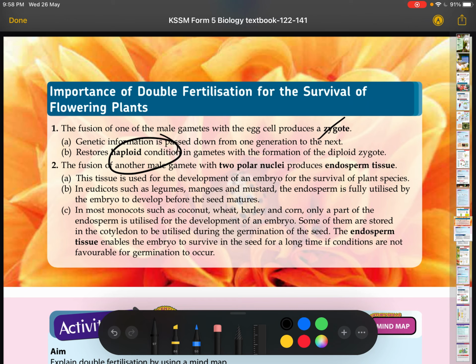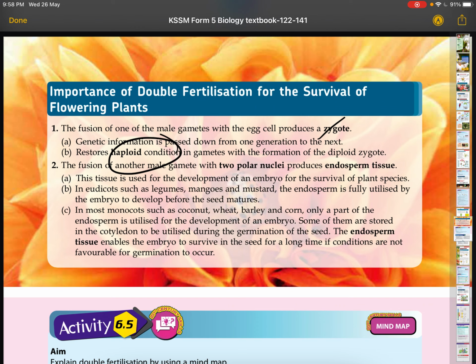Basically, if we were to have just diploids fusing with each other, when you have a diploid and a diploid fusing, it'll become tetraploid, 4n. So this meiosis is very important to ensure that the number stays the same. The number of chromosomes, the diploid and haploid condition stay the same. That's basically it. So diploid becomes haploid, two haploids become a diploid, and the process repeats itself over and over again.